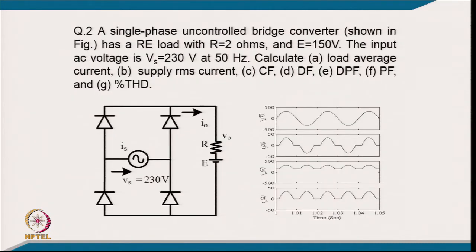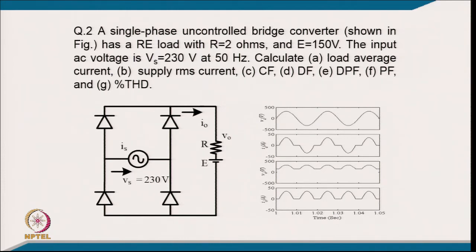Coming to a second example of a nonlinear load: a single phase uncontrolled bridge converter shown in the figure has an RE load with a resistance of 2 ohm and a battery voltage of 150 volt. The input AC voltage is 230 volt at 50 hertz. Calculate the load average current I 0, the supply RMS current I s, the crest factor CF, distortion factor, displacement factor, power factor and percentage THD.